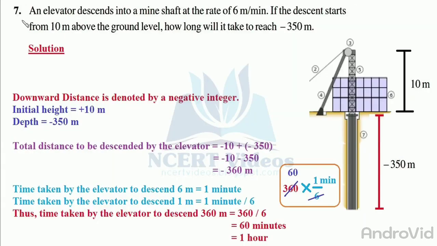7th. An elevator descends into a mine shaft at a rate of 6 meter per minute. This is meter because it is a length. If the descent starts from 10 meter above the ground level, how long will it take to reach minus 350 meter?